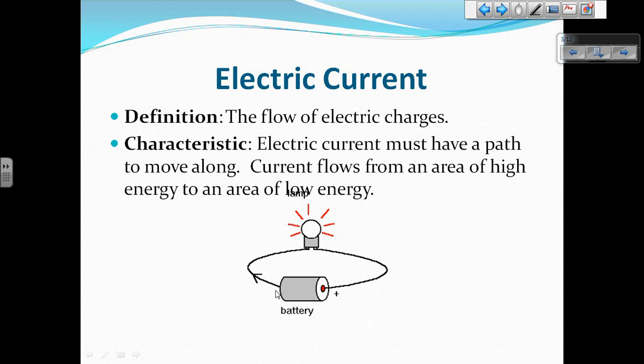And at the negative end is where you're going to have a higher concentration, I guess you could say, of electrons, of negative charge. So those electrons, of course, are always going to repel each other. So they're trying to figure out a way to get away from so much negative charge. So that is what results in the flow of electric charge going from the negative terminal around to the positive terminal where there's not as much negative charge. But that is what you call current. It's just the flow of electric charges along a path.